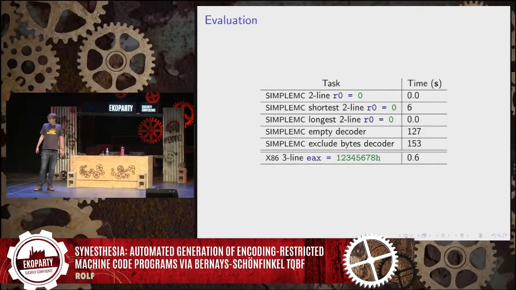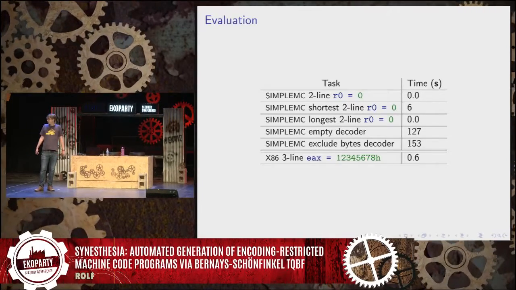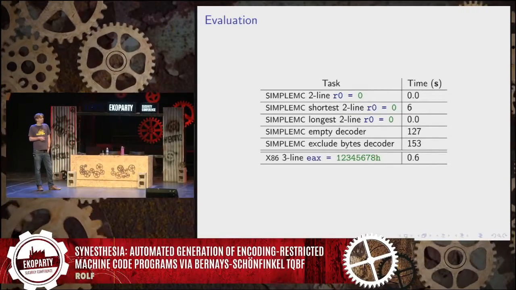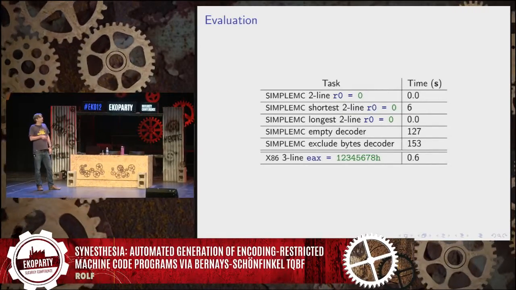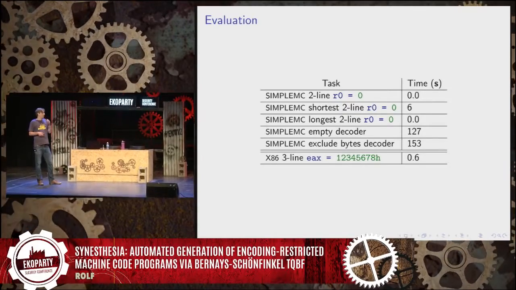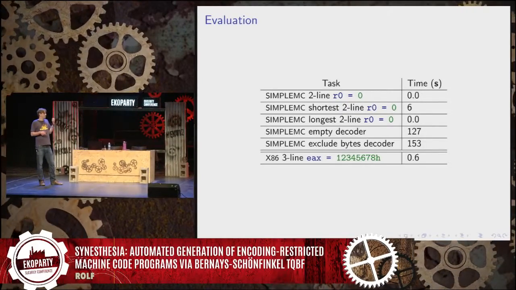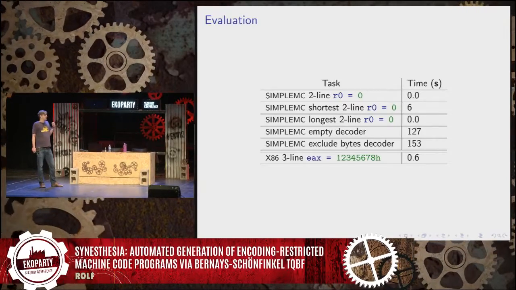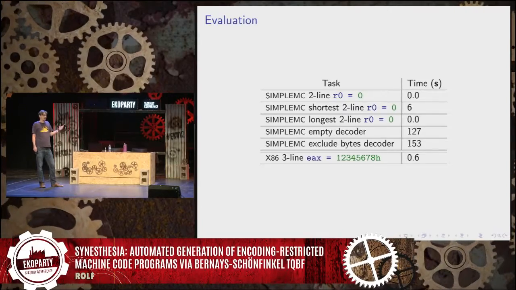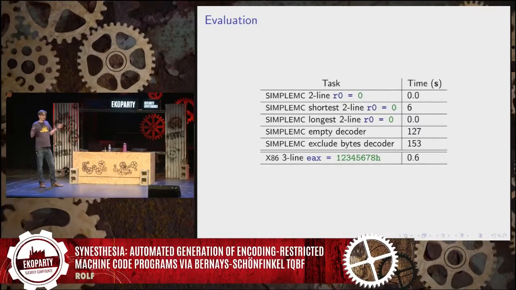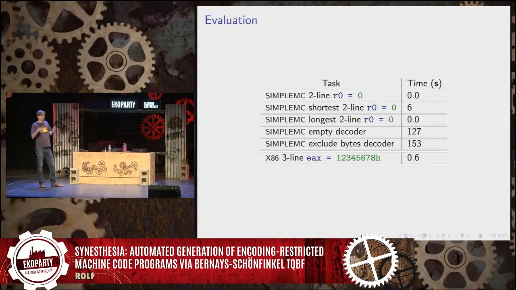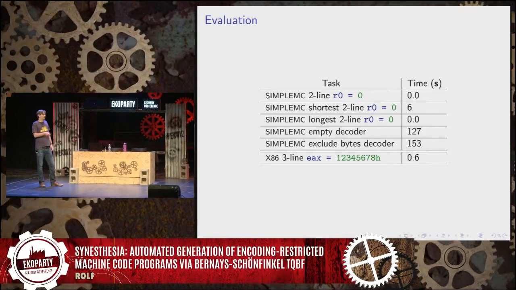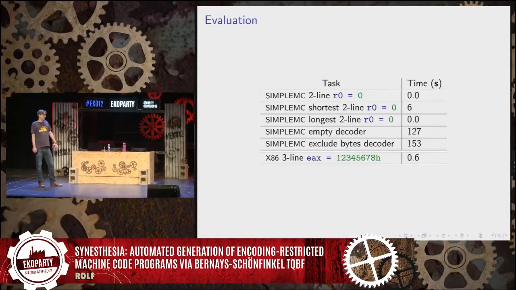So here's some performance evaluation of how this works. It's really fast for non-complicated, trivial sorts of functionality. If we need to do something like set a register to a value, or take the absolute value of some register and figure out how to implement that functionality, you can generally do that pretty quickly. As you can see, most of them are between 0 and 6 seconds.